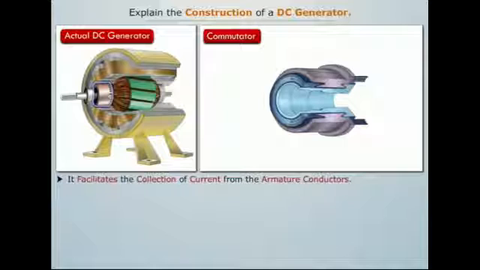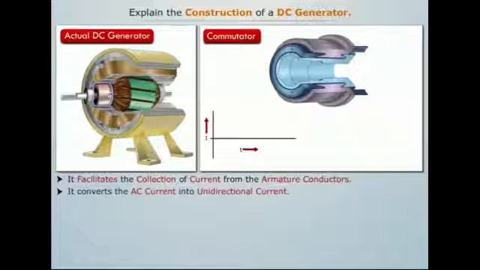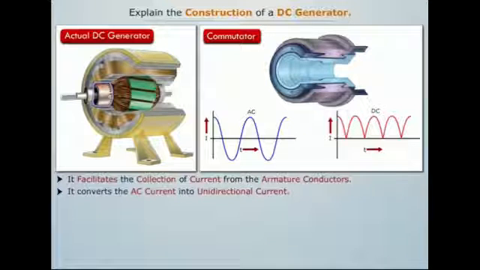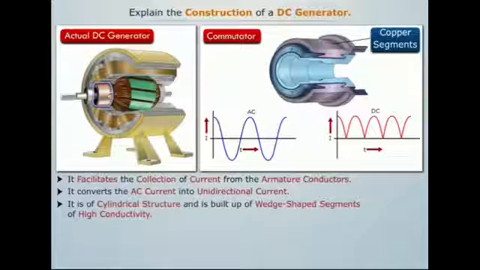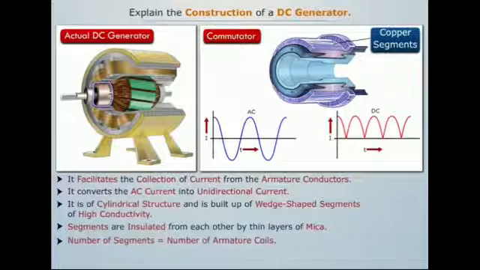And next, the commutator. It facilitates the collection of current from the armature conductors. It converts AC current into DC current. It is also cylindrical in shape and made up of forged copper material. It acts as a mechanical rectifier. Each segment is insulated from the others by a layer of mica.